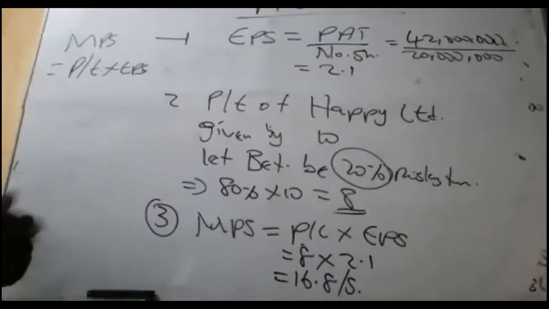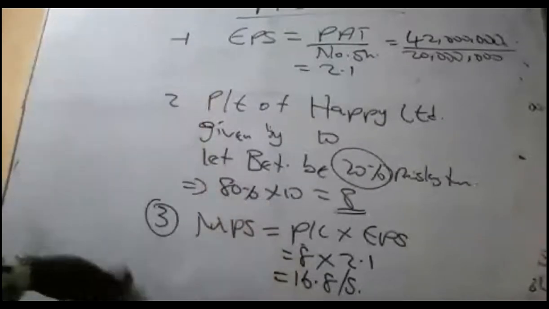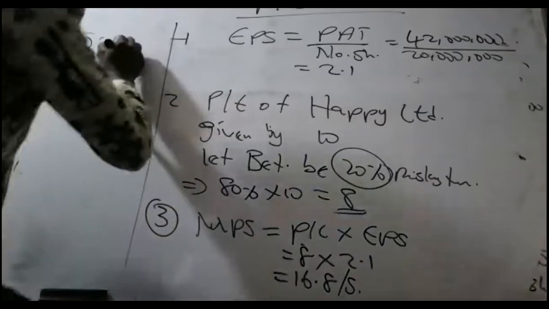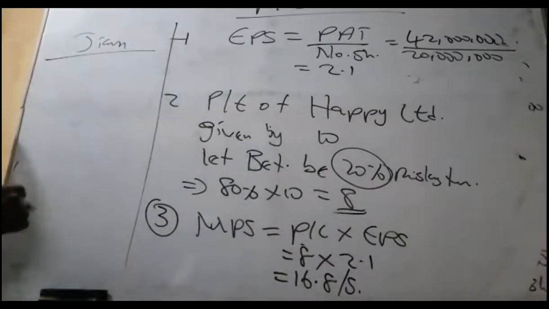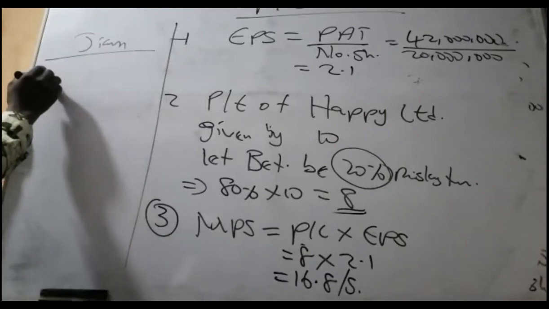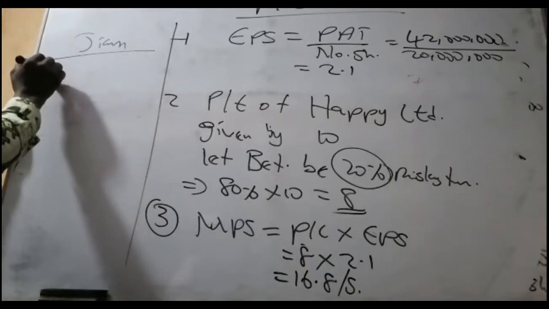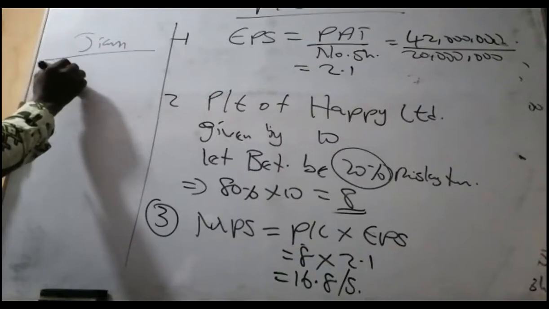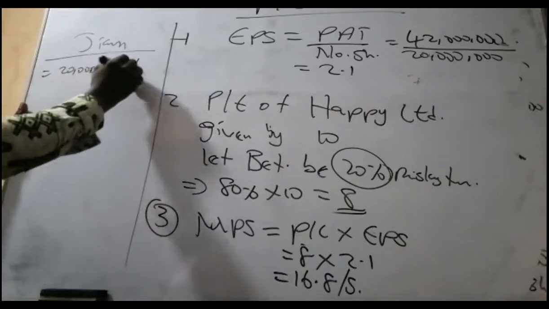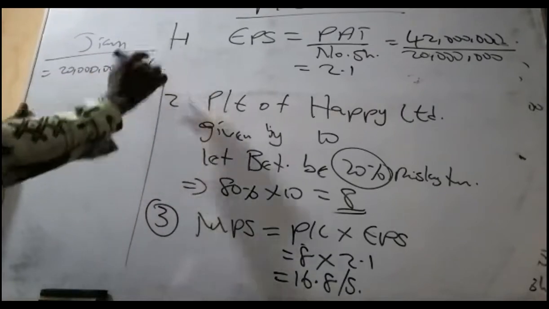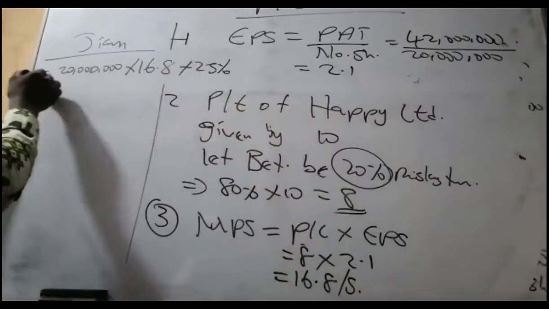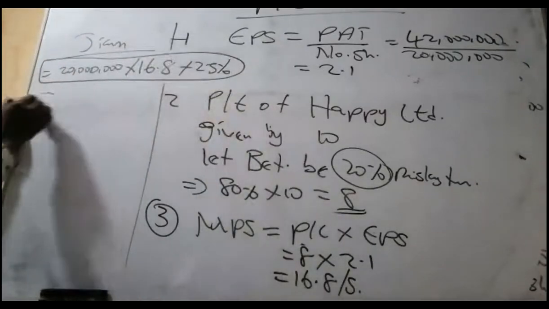Agreed. Now let's go and do the analysis, the advice. Under this, JM Limited is holding 25%. So JM's value will be 20 million shares times 16.8 times 25%, because JM is having 25%. That's what JM will get. And you put the answer down.